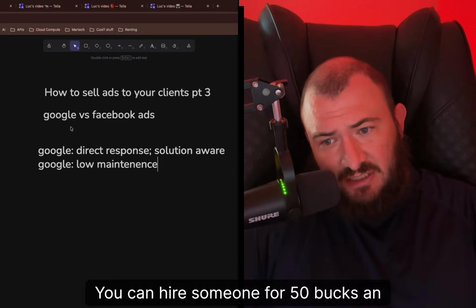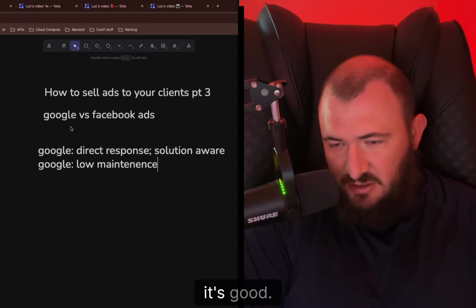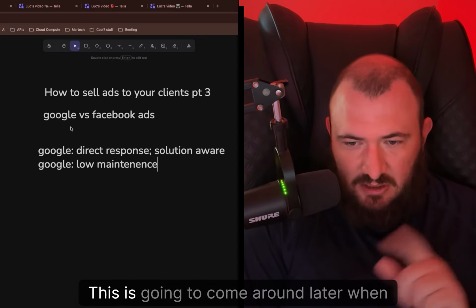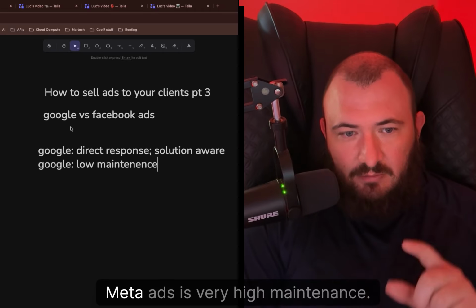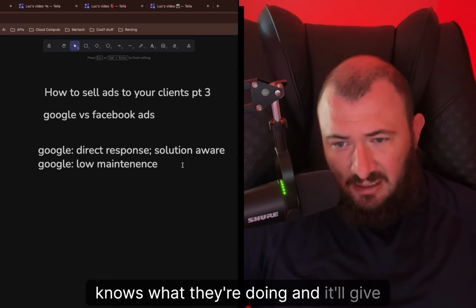You can hire someone for $50 an hour, $60 an hour. They can spend an hour a week on Google, and they just look at it and, hey, if it's good, it's good. If not, they can make adjustments. This is going to come around later when we talk about Meta ads, because it's not the same. Meta ads is very high maintenance. So Google's low maintenance, which is good if you have someone who knows what they're doing, and it'll give great results.